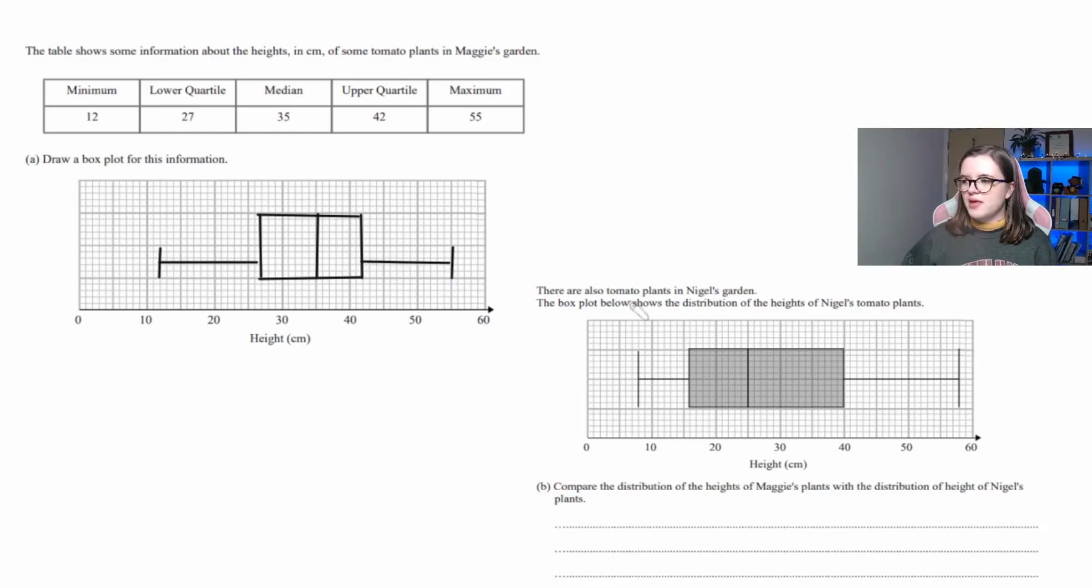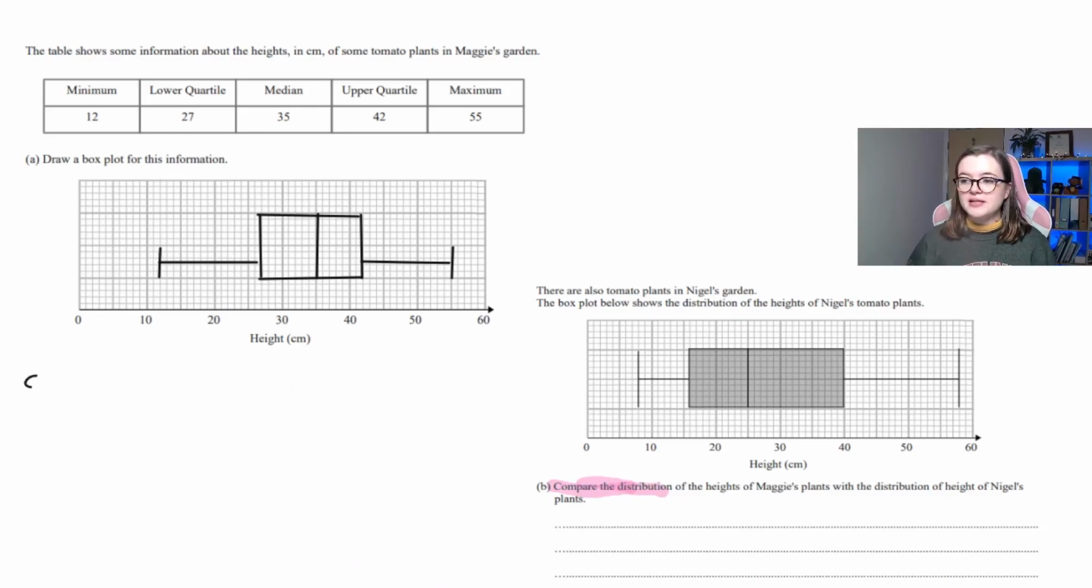And there we are. Then part B, there are also some tomato plants in Nigel's garden. Who'd have thought? The box plot below shows the distribution of the heights of Nigel's tomato plants. Part B is: compare the distribution of the heights of Maggie's plants with the distribution of the heights of Nigel's plants. Whenever you see this phrase, compare the distribution, they're always looking for exactly the same stuff.